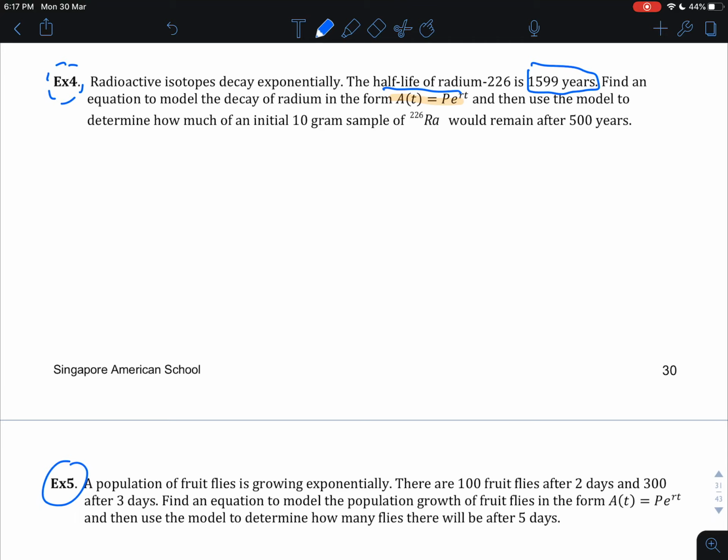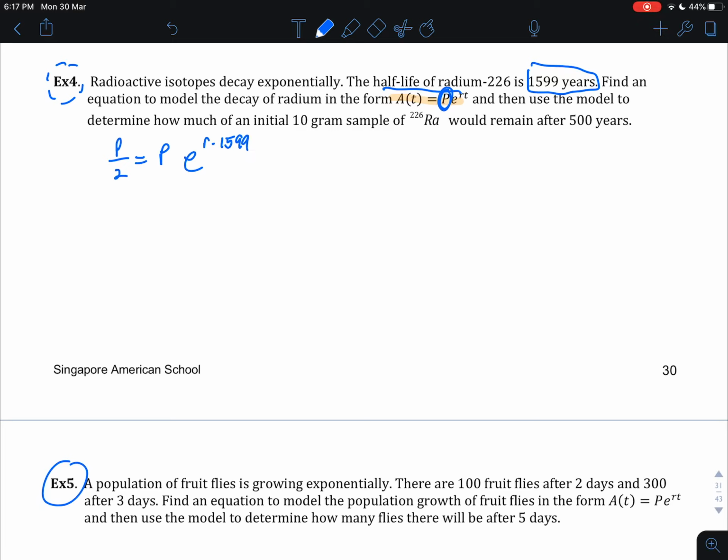And so the key here is for you to recognize that half-life essentially means whatever our initial amount that we had, after 1,599 years we have got half as much as we started with, e to the power of r times, in this case, t, 1599.